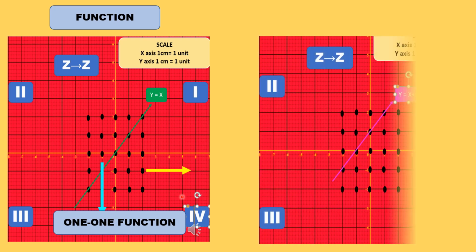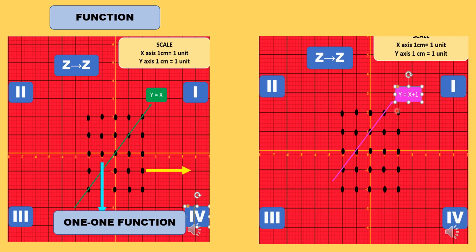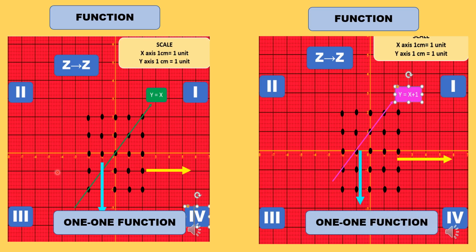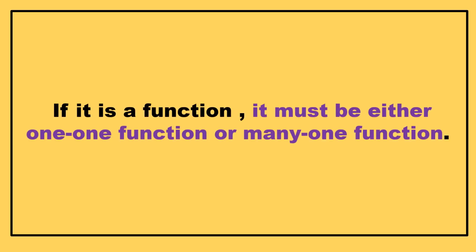Let's consider another example. y is equal to x plus 1. Let's check whether y is equal to x plus 1 is a function or not using the vertical line test. Since the vertical line intersects the graph at exactly one point, it is a function. So we can apply the horizontal line test. The horizontal line also intersects the graph exactly at one point, so it is a one-one function. If it is a function, it must be either a one-one function or a many-one function.